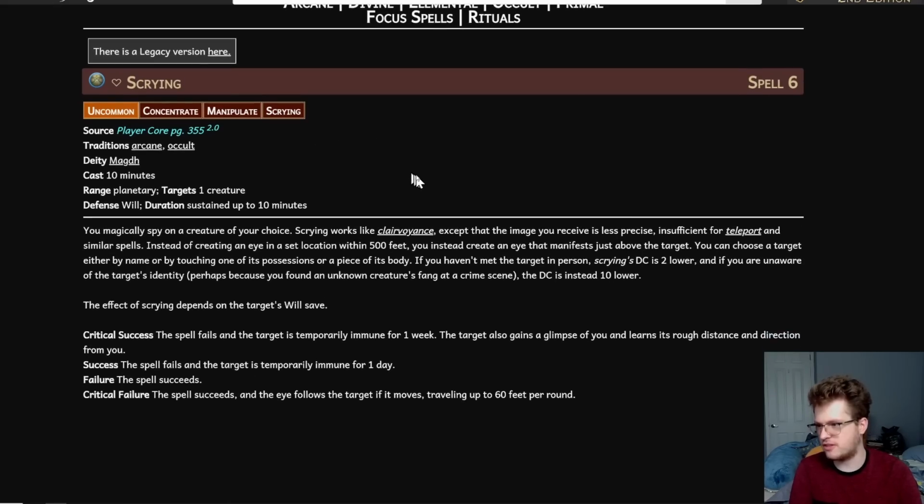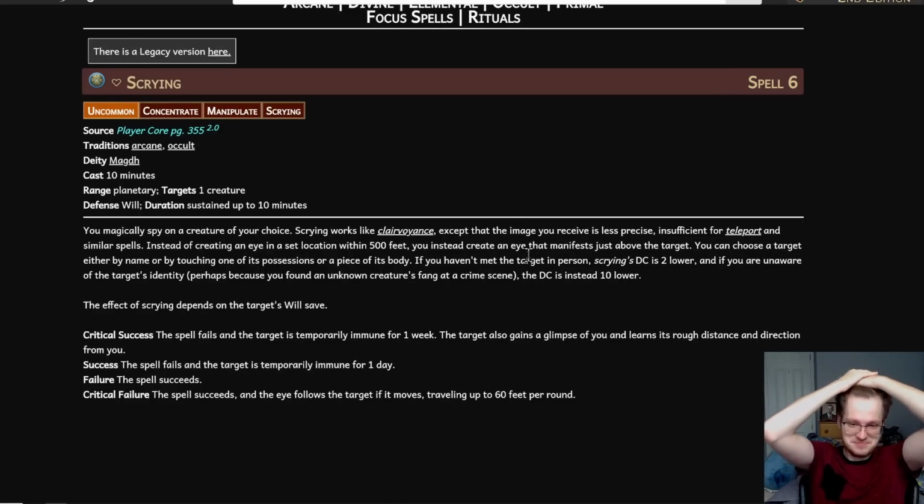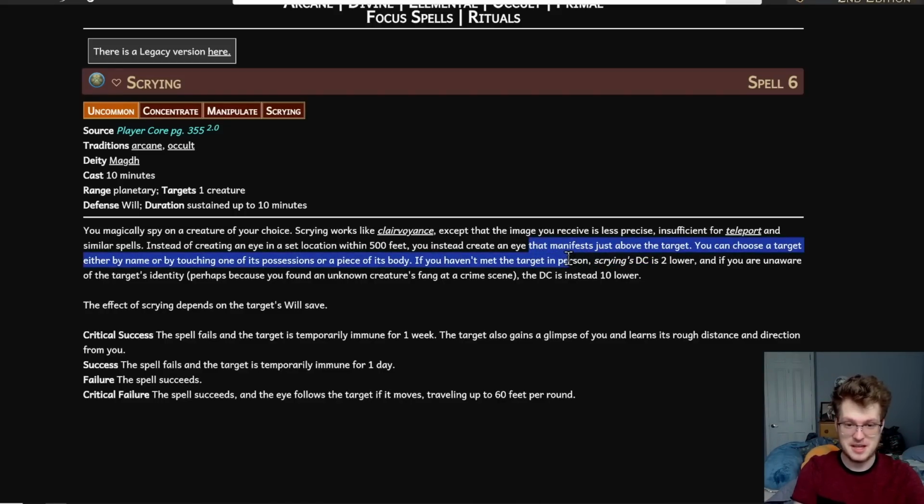Scrying, of course, lets you just see where somebody is, and for a 6th rank spell, you just get to know a bunch of stuff. It has a duration of sustained up to 10 minutes, and you just get to see where they are. It's pretty nasty. It manifests just above the target. Yeah, you just get to see what they're up to.